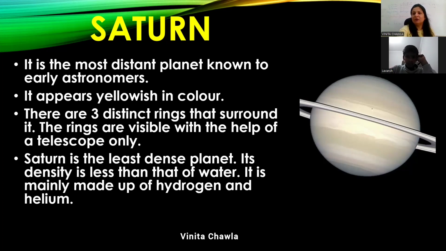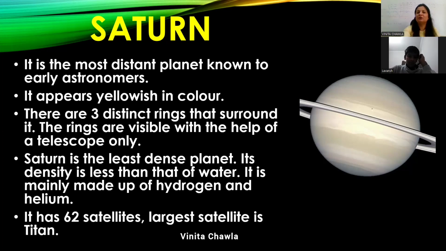Sometimes you might have heard that Saturn can float on water because its density is less than the density of water. Any substance whose density is less than that of water can float on water, and a substance with density greater than water will sink in water. So it is assumed that if you place Saturn on a sea or any water body, it will float on the surface. Okay, clear? And it has 62 satellites, and its largest satellite is Titan.